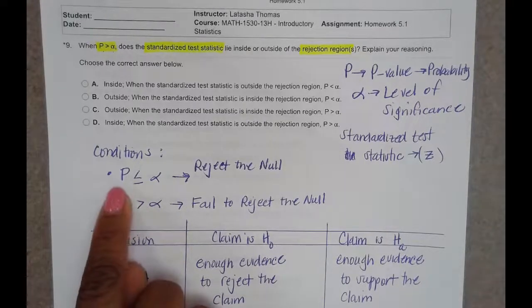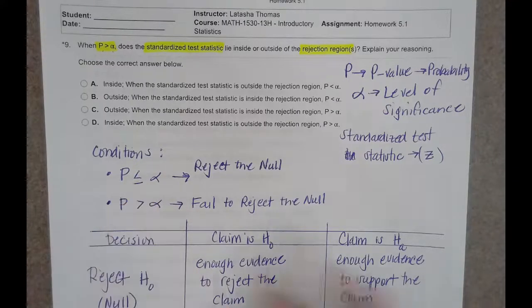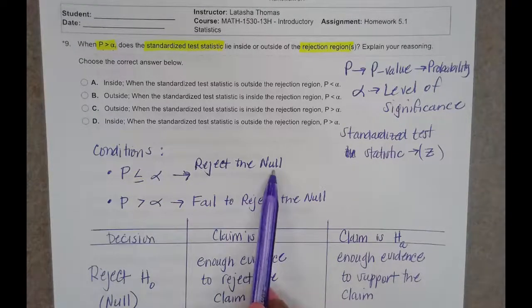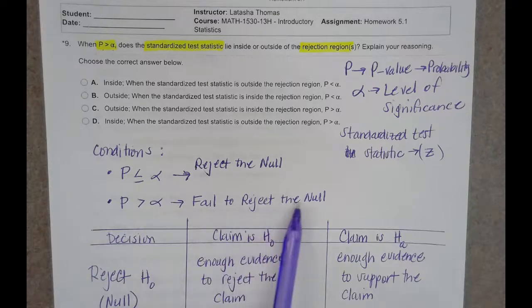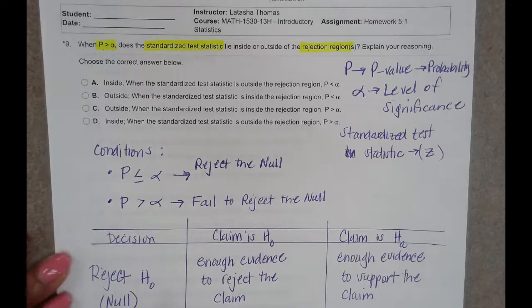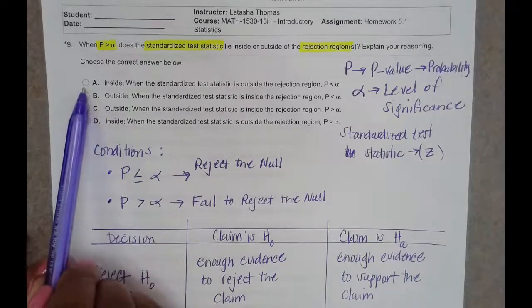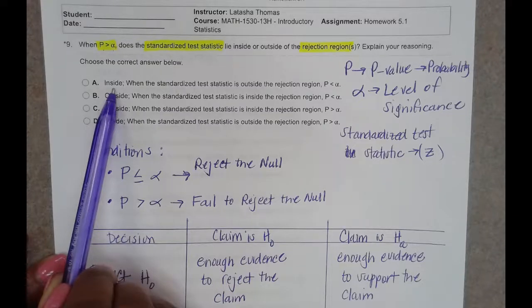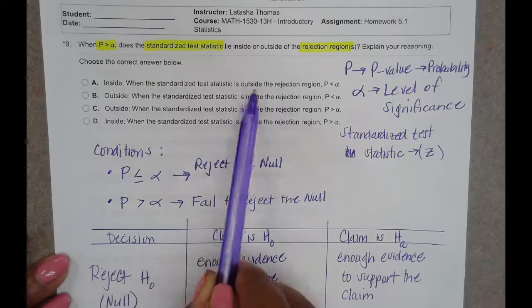So when P is less than or equal to alpha, we reject the null. When P is greater than alpha, we fail to reject the null. Okay? So let's take a look at our choices. So answer choice A says that Z will lie inside the rejection region when the standardized test statistic is outside the rejection region.